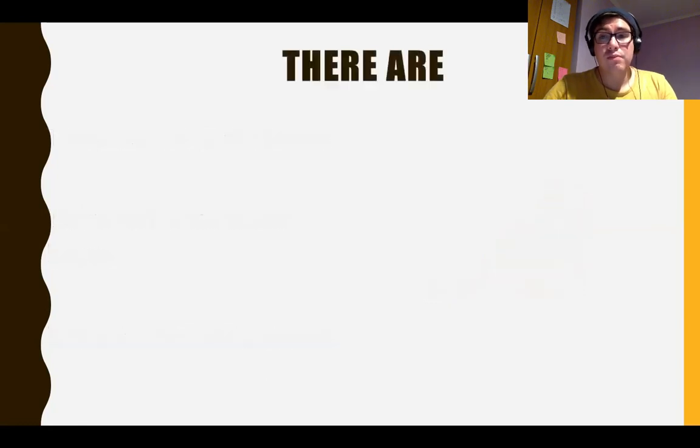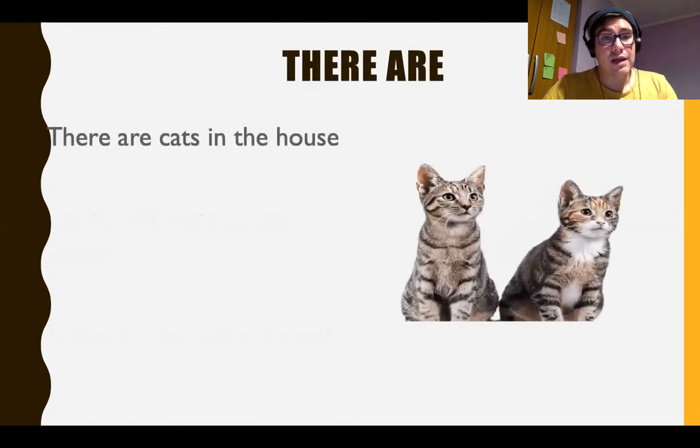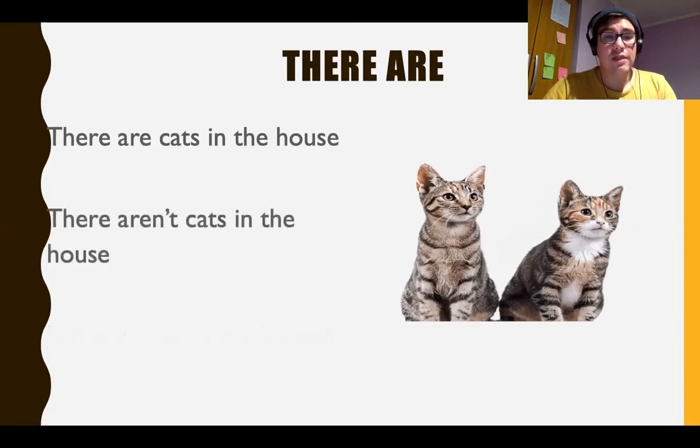And then we have the plurals. There are is used with plurals. So we can say there are cats in the house. The negative form would be there aren't cats in the house. And the question, are there cats in the house?